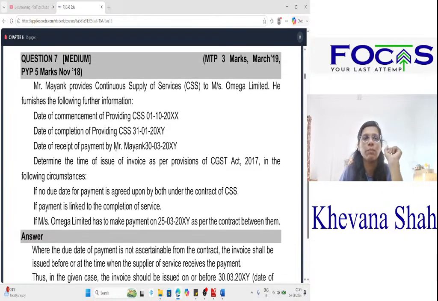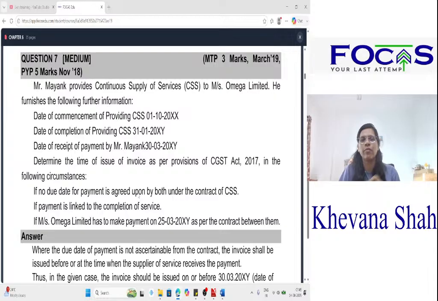Now question number 7. Mr. Mayank provides continuous supply of service to M/s Omega Limited. He furnishes the following information: date of commencement of providing this consignment of supply, first October. Date of completion is 31st January. Date of receipt of payment is 30th of March. Now, determine the time of issue of invoice as per provisions of CGST Act 2017 in the following circumstances.